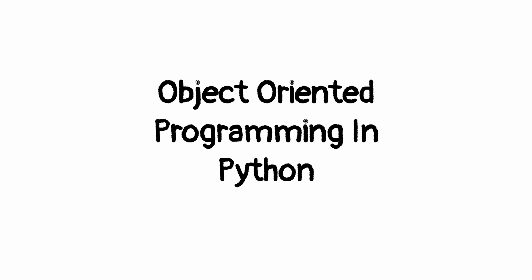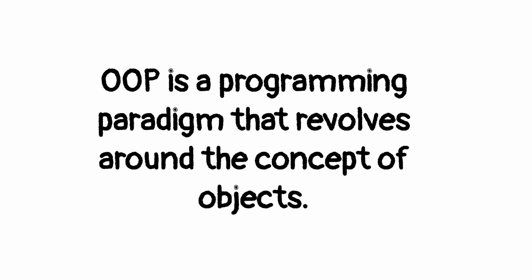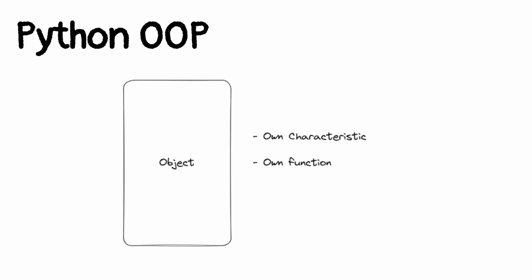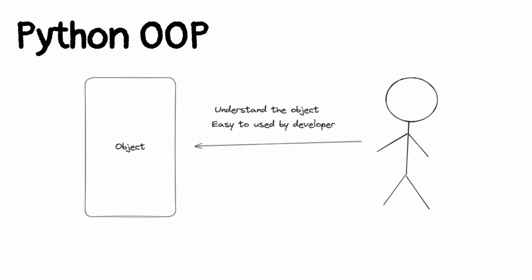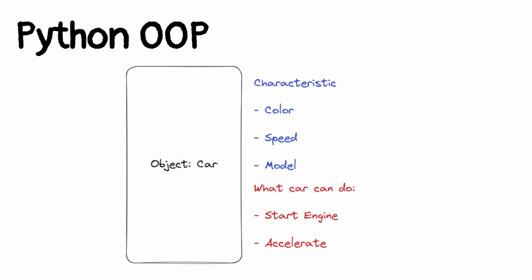In this video, we will explore the fundamentals of object-oriented programming with Python. Object-oriented programming is a programming paradigm that revolves around the concept of objects. Objects are the building blocks of object-oriented programming, and they allow us to organize our code in a logical and efficient manner. Imagine objects as real-world entities that have certain characteristics and behavior.